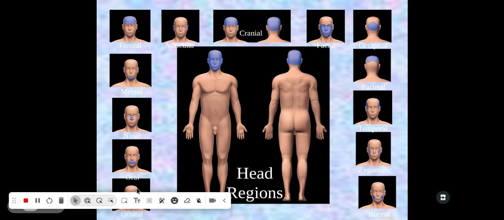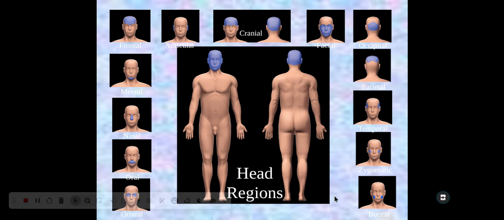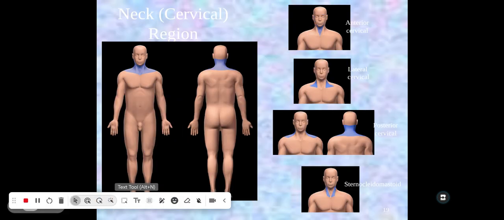Some of them will be the same, like the buccal area. You've got your buccal area, the muscles, zygomatic and temporal. So you'll hear those, parietal, you'll hear those names in your muscles and bones. Okay. So just make sure you go through those things.